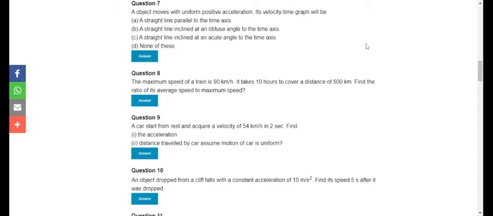So now you can start doing question number 7. An object moves with positive acceleration. Its velocity time graph will be, which of the following options are correct? You can see 4 questions on your screen: 7, 8, 9 and 10. You can just make a note of these 4 questions and try to solve them. I can give at most 2 minutes for each, so it will take 8 minutes, so I can give you 10 minutes time to solve these 4 questions.